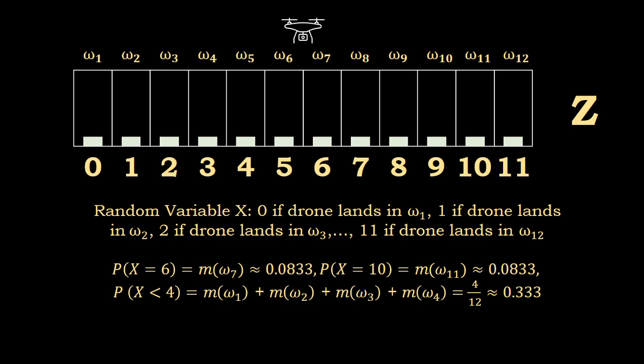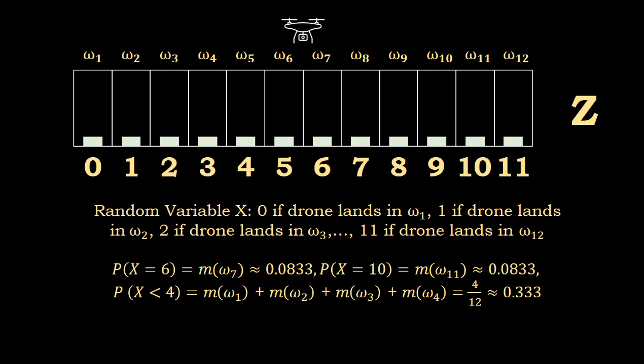But in those cases, we consider elementary outcomes. But we can have events that have more than one outcome, more than one omega. For example, what's the probability that x takes a value lower than 4? Well, the values it can take then are 0, 1, 2, or 3. That corresponds to omega 1, omega 2, omega 3, and omega 4.